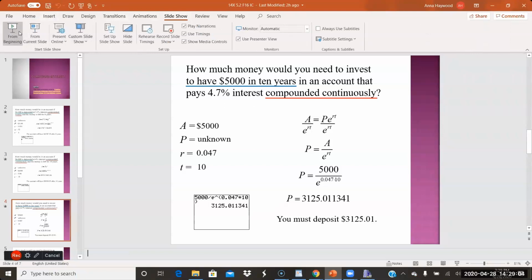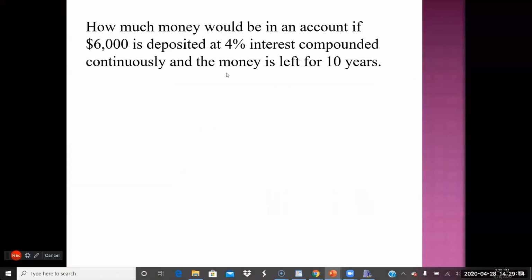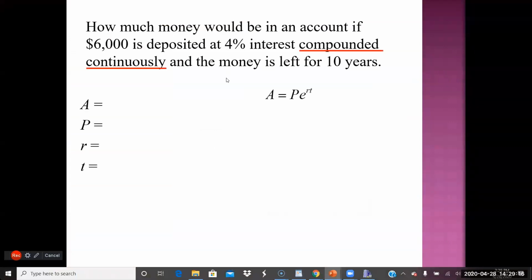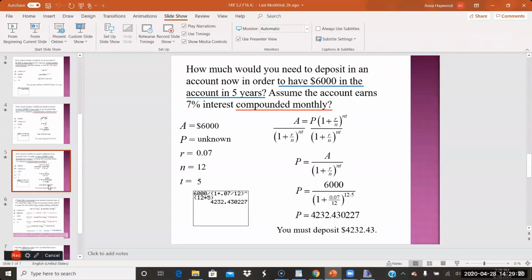Just a question. So if it says semi, it would just change it to 2, right? Yes. Okay. So you have to read carefully. Yes, absolutely, exactly.